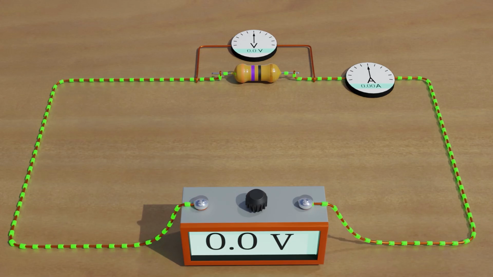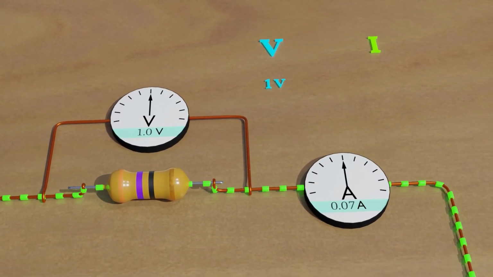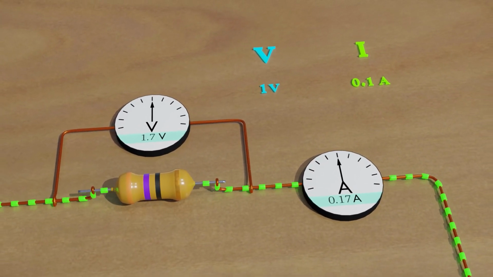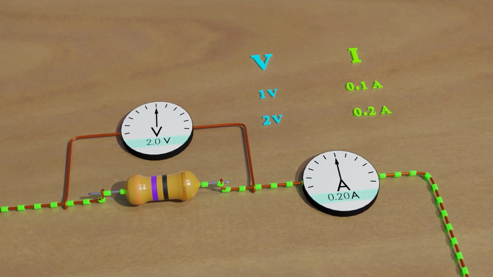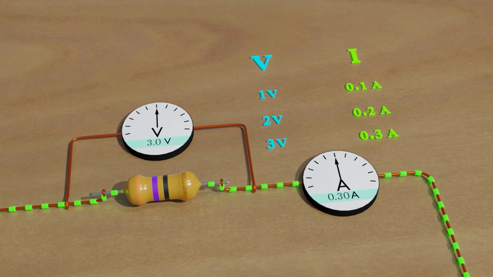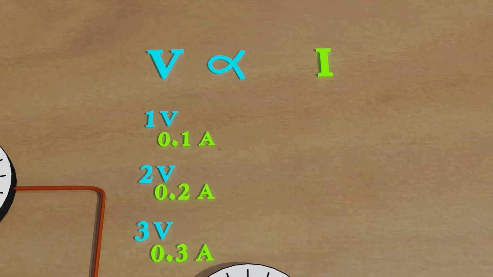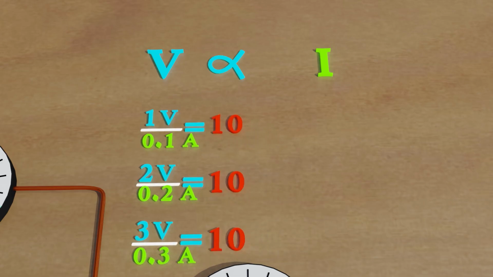Now, observe the readings. When the voltage is increased to 1 volt, the current becomes 0.1 ampere. When the voltage is increased to 2 volts, the current becomes 0.2 ampere. And for 3 volts, the current becomes 0.3 ampere. We can clearly see that the numerical value of current is not equal to voltage, but they show a direct proportional relationship. This observation tells us that the conducting wire in a circuit and the resistor is offering a fixed opposition to the flow of current. In this case, that opposition is 10 ohm and it remains the same for all readings.